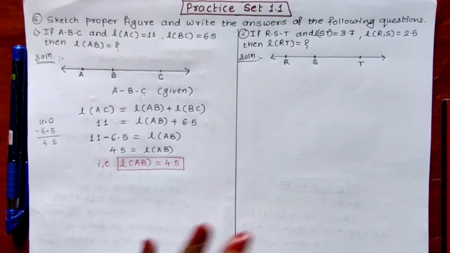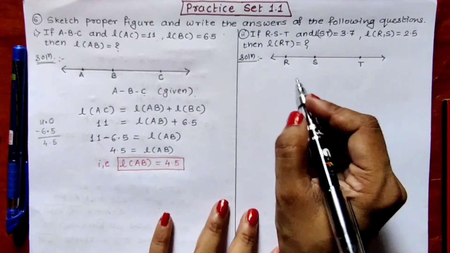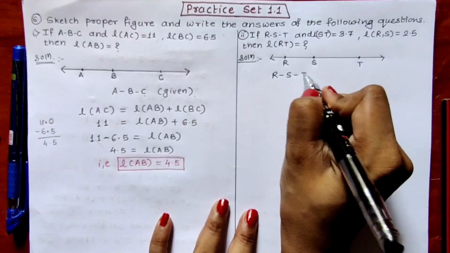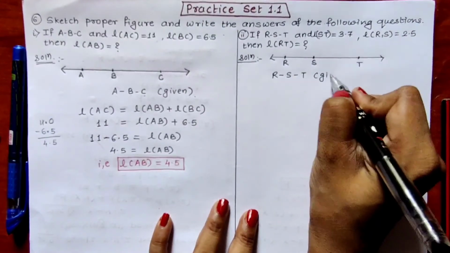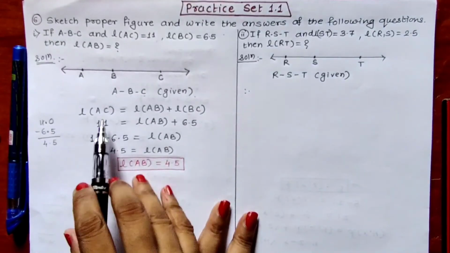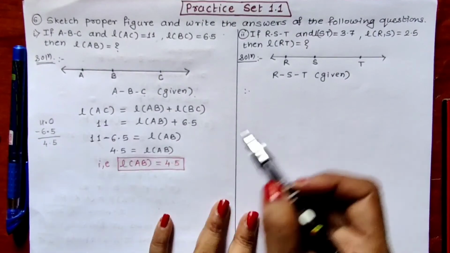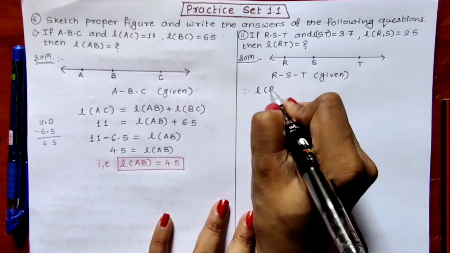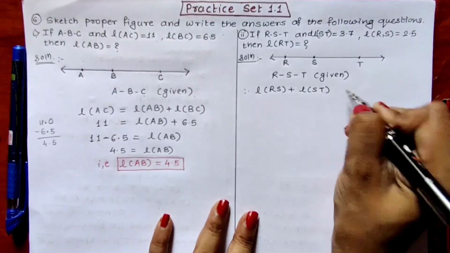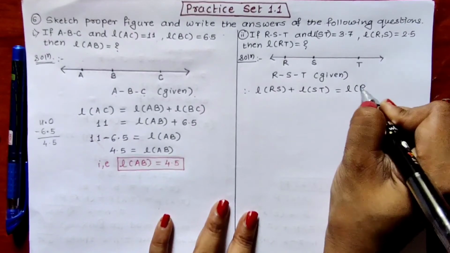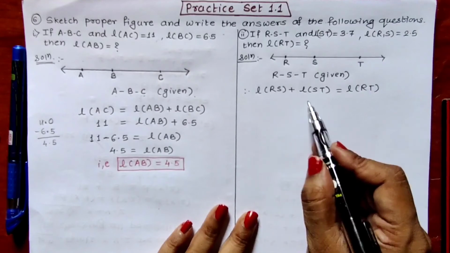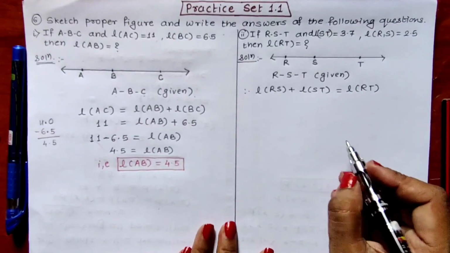In this way we will be writing the solution now. So what is given to us? R-S-T, this is given, and therefore if you want you can write in this way, or we can write like this also. Length RS plus length ST is equal to length RT. In this way also you can write, or you can write length RT is equal to length RS plus length ST, one and the same thing.